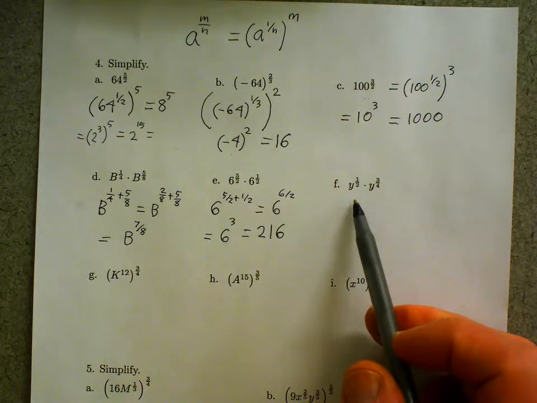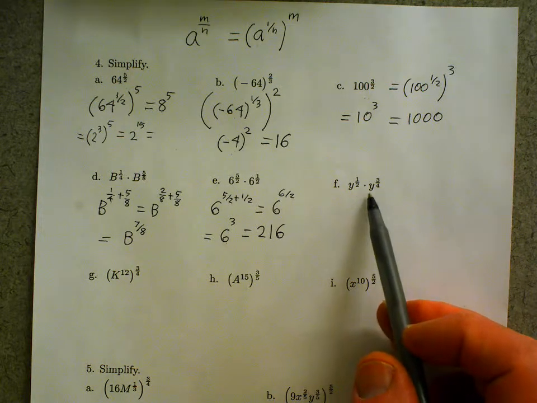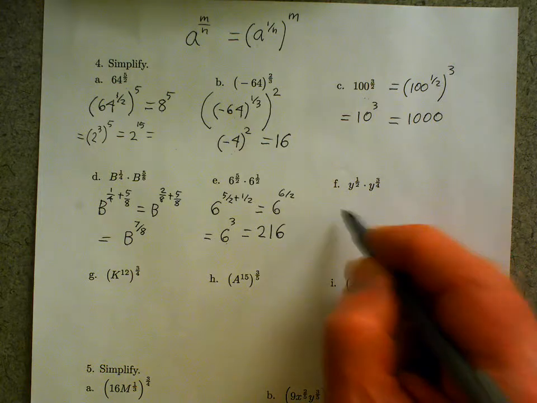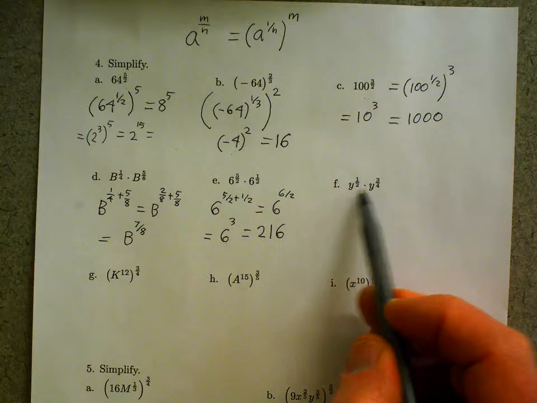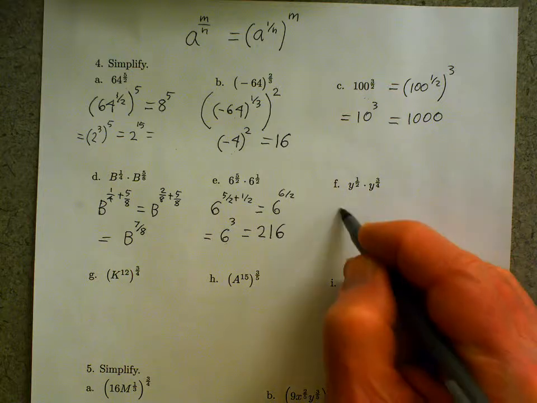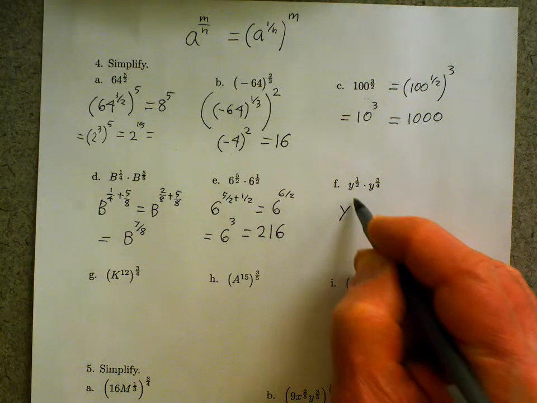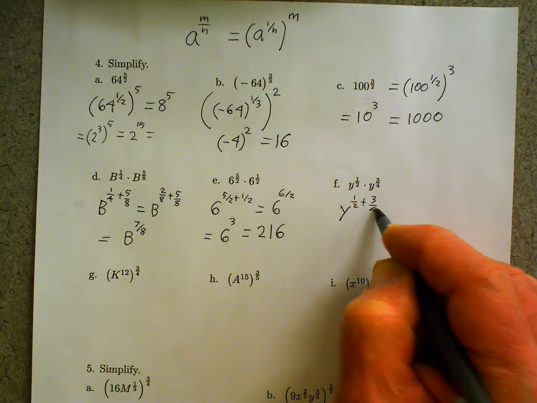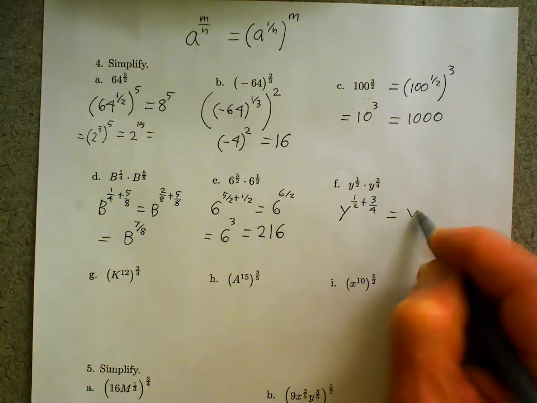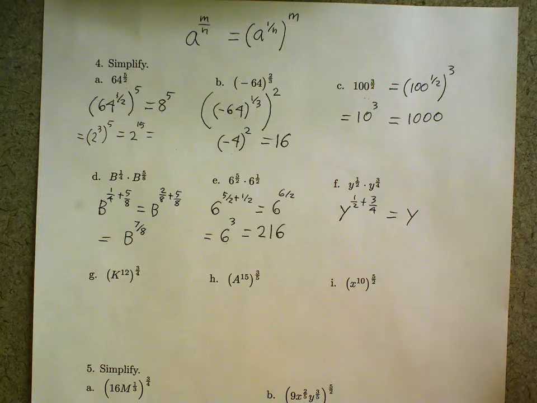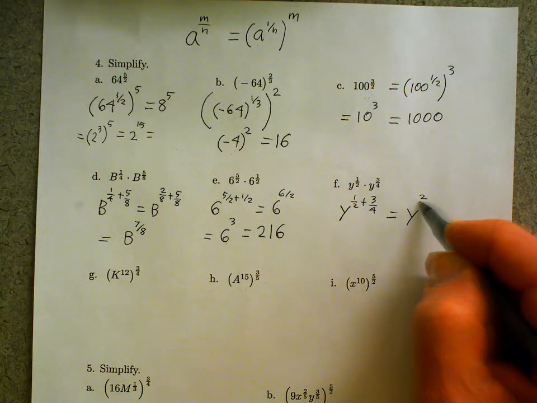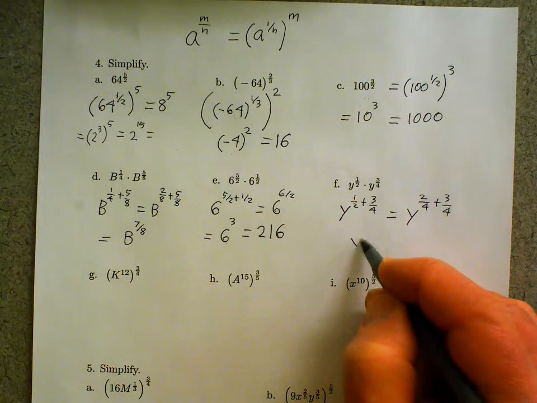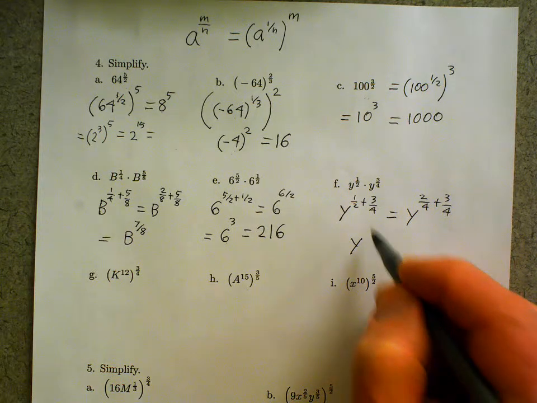All right, the next one, y to the 1/2 times y to the 3/4. So we're multiplying two terms that have the same base. So we write the base and add the exponents, 1/2 plus 3/4. And then 1/2 plus 3/4 is equivalent to 2/4 plus 3/4. And finally, y to the 5/4.